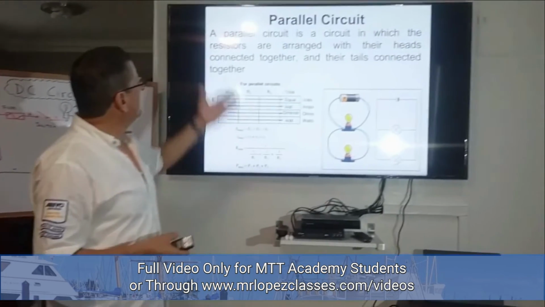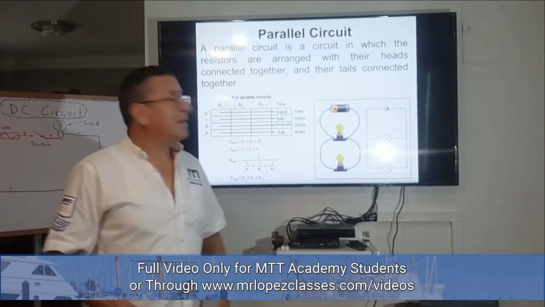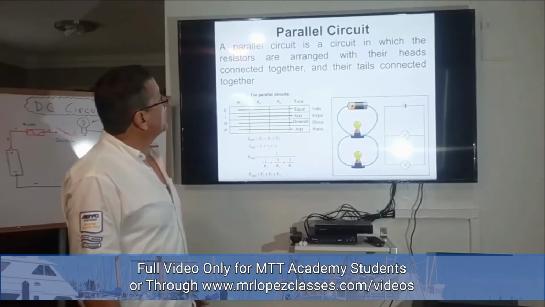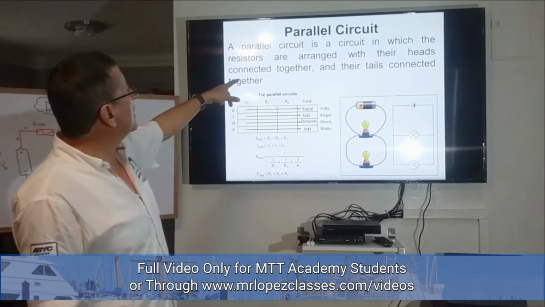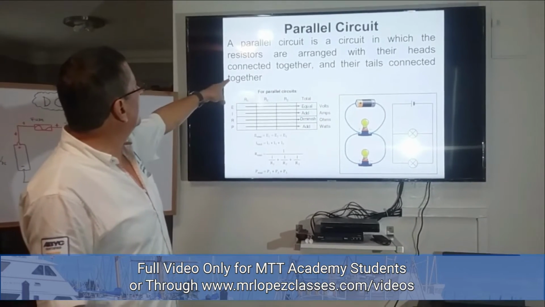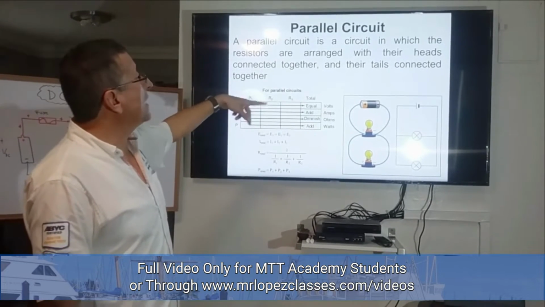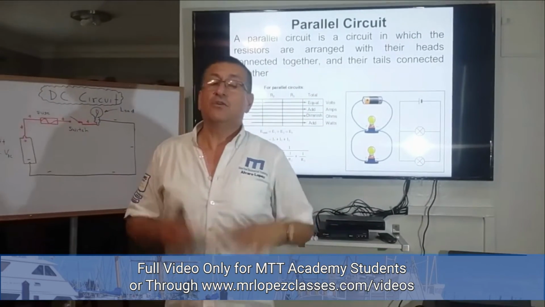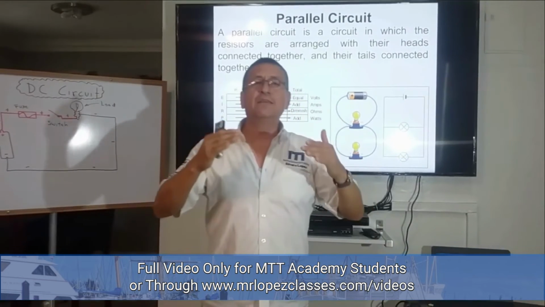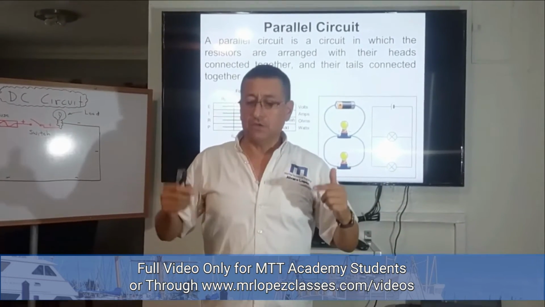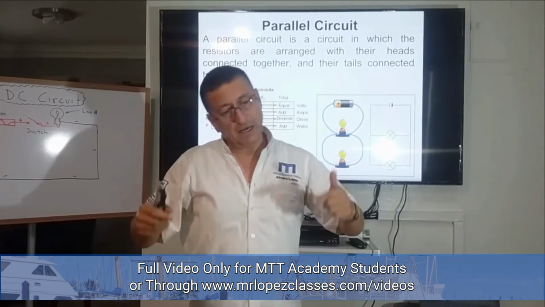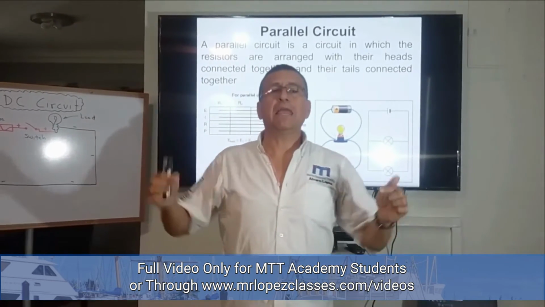Okay, this is a parallel circuit. What is the advantage of a parallel circuit? The parallel circuit is a circuit in which the resistors are arranged with the heads together and the tails together. What is the meaning of that? You remember when you connect batteries in parallel? Positive with positive and negative with negative. Three batteries, positive with positive with positive and negative with negative. Okay, they are in parallel.